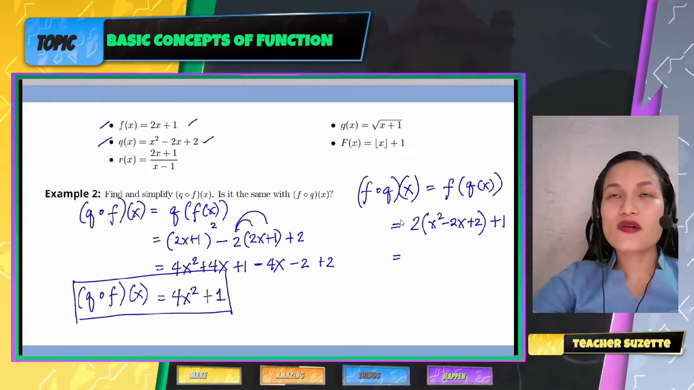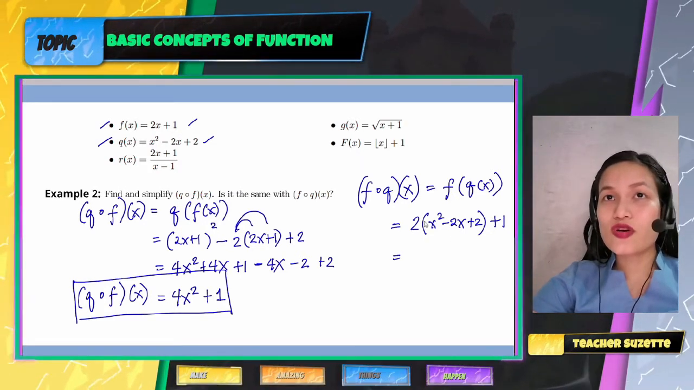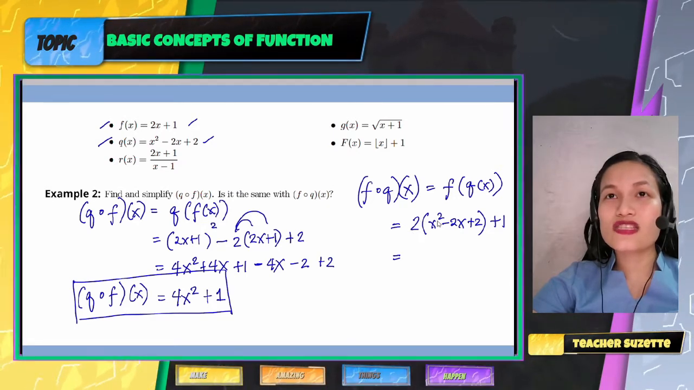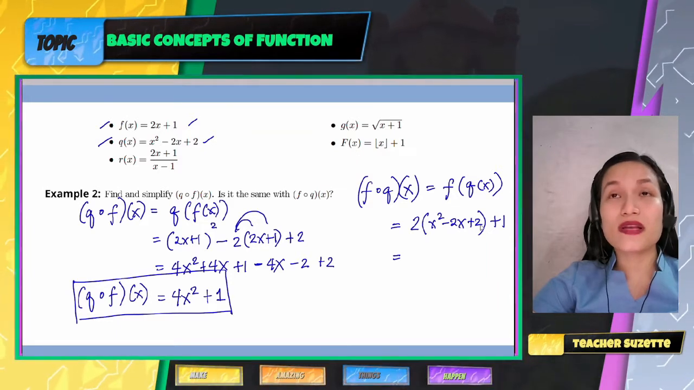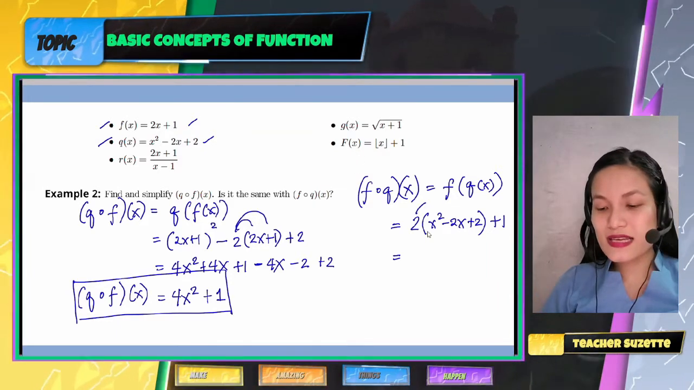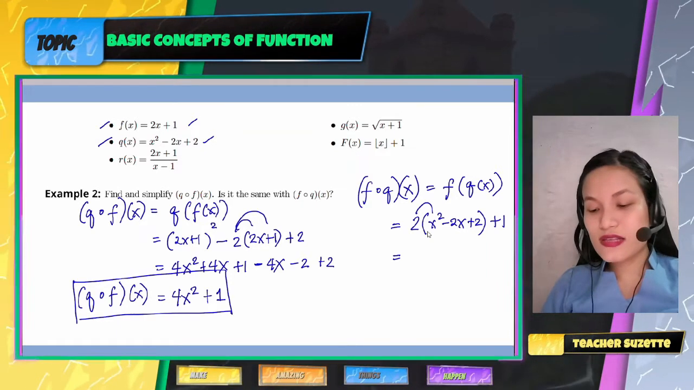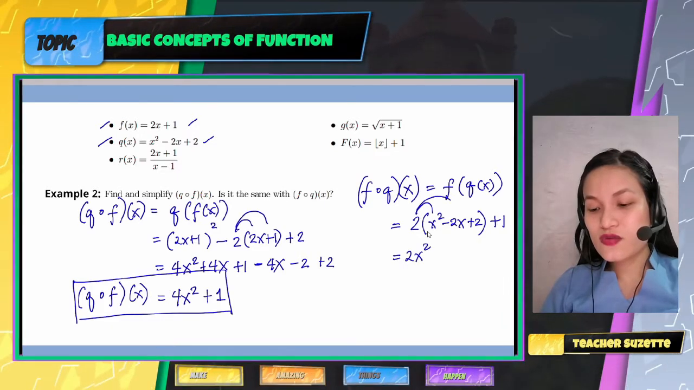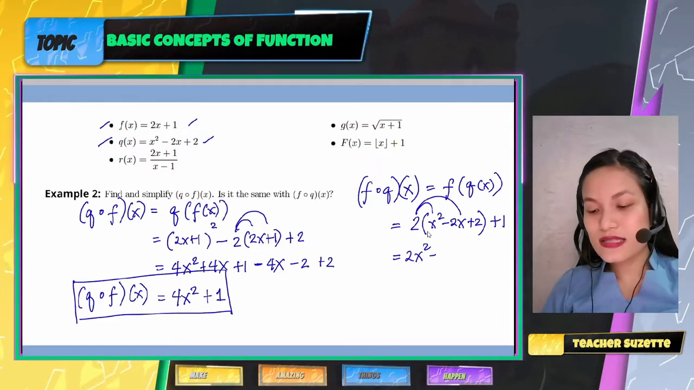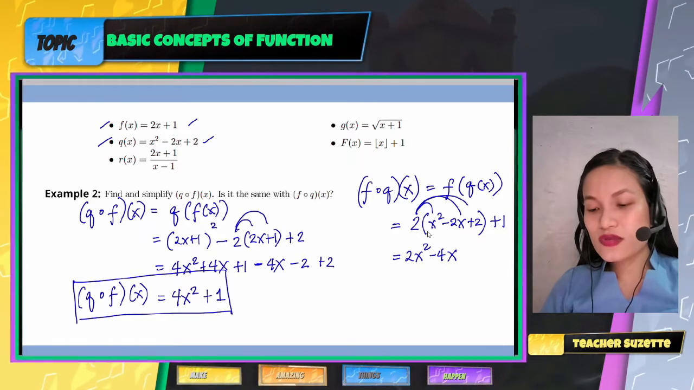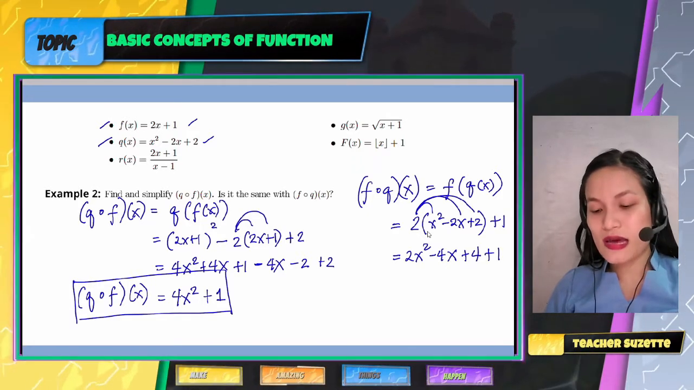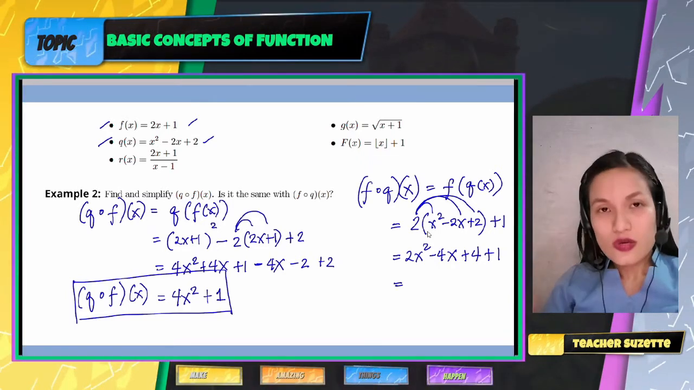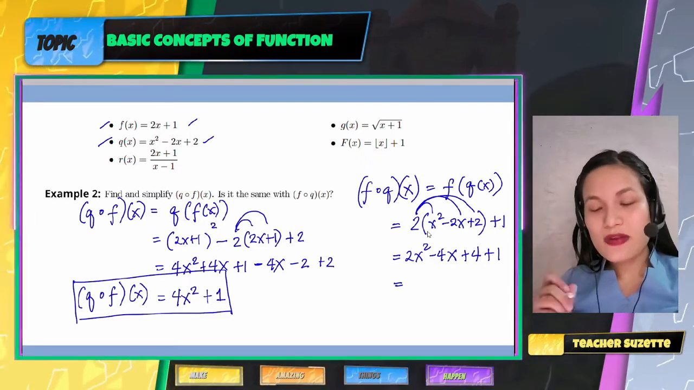Then, copy na lang natin yung plus 1. Next, we are now going to simplify ito. Yung ating 2, i-distribute na natin siya sa ating mga terms na x squared minus 2x plus 2. So, solve natin isa-isa. 2 times x squared, that is 2x squared. Then, 2 times negative 2x, that is negative 4x. Then, 2 times 2 is positive 4 plus 1.